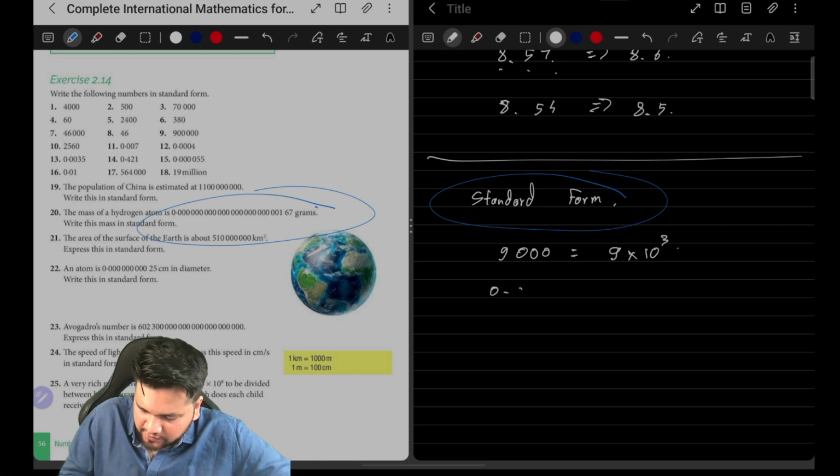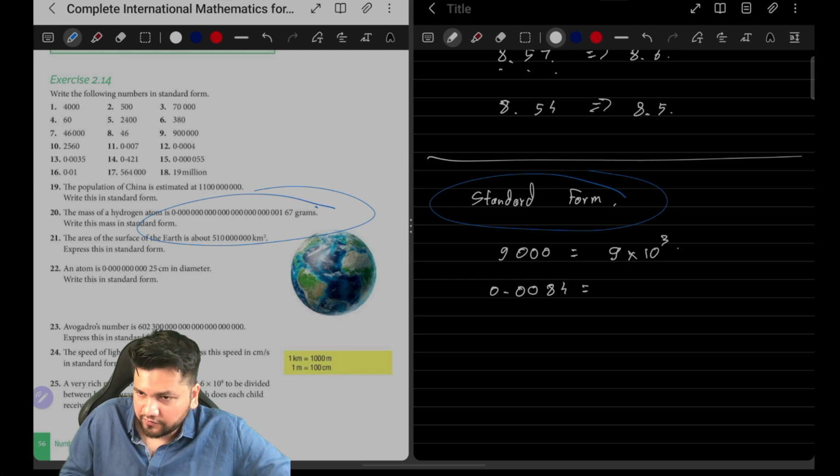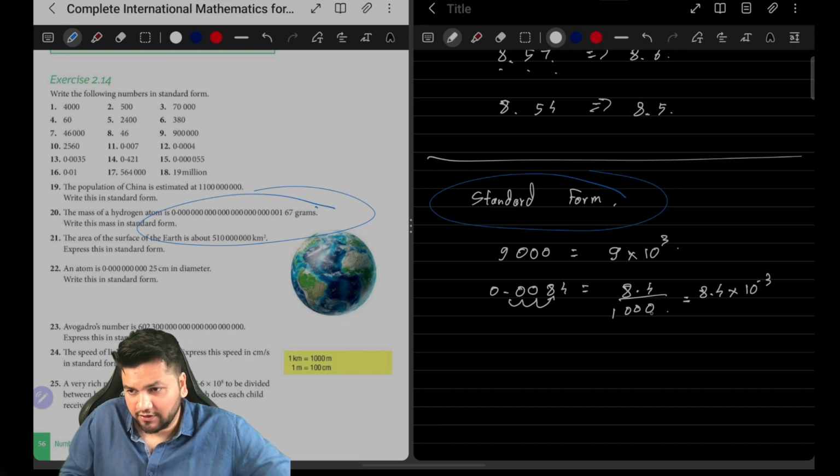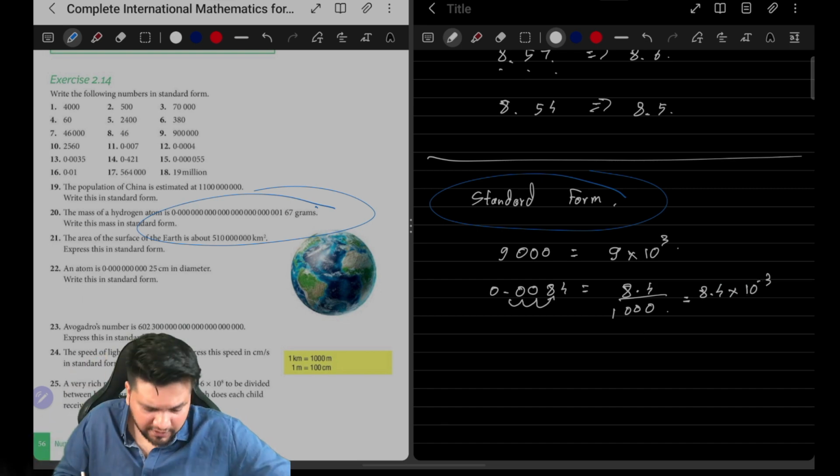If I have 0.0084, so this is going to be what? So first of all, it has to be in units place. So I can write the same number as 84 by 10, which is 8.4 by 1 with, see, I'm shifting 1, 2, 3 steps on the right hand side. So it's going to be 1, 2 and 3. So this is nothing but your 8.4 into 10 to the power of minus 3, because the denominator is 10 to the power of 3 indices, it's going to be 10 to the power of minus 3.